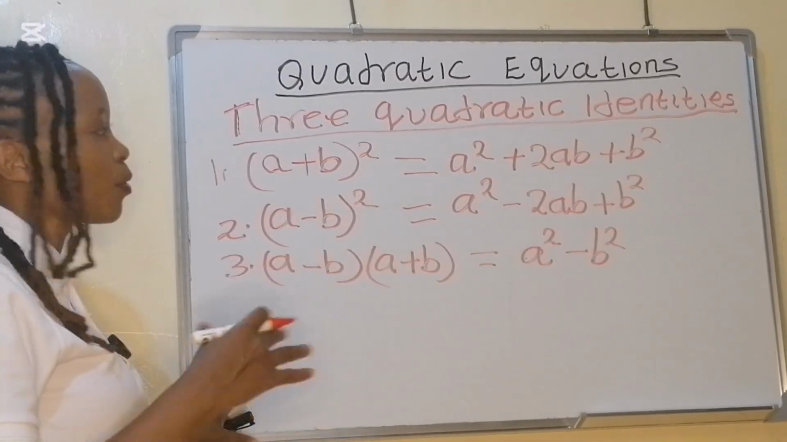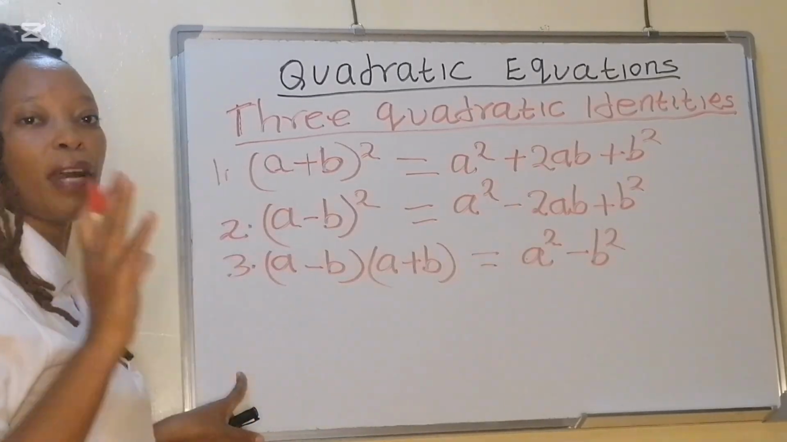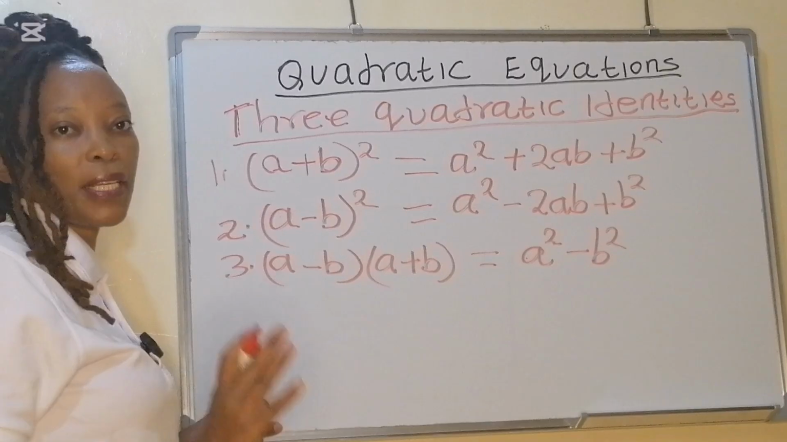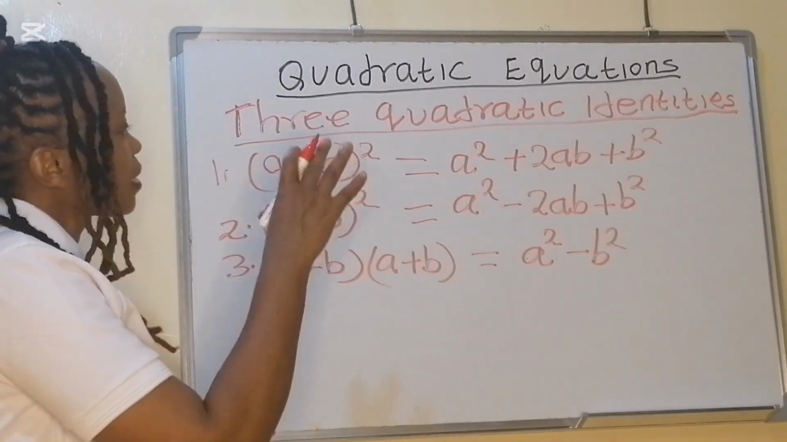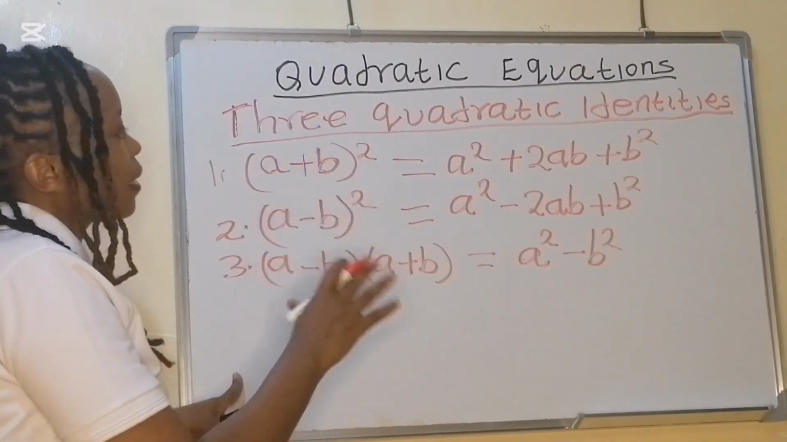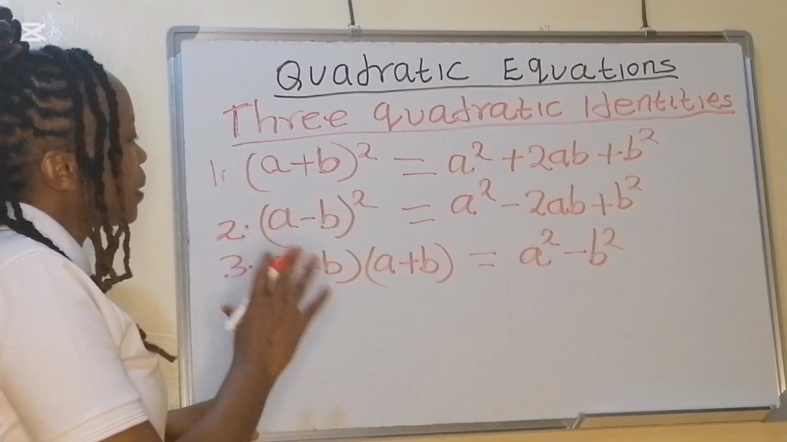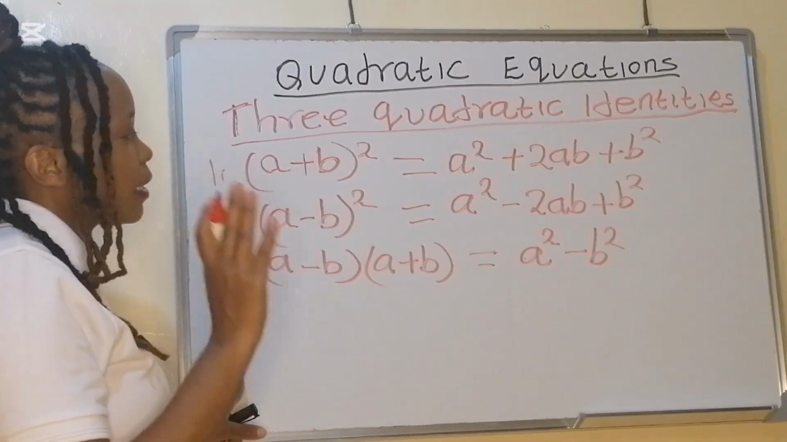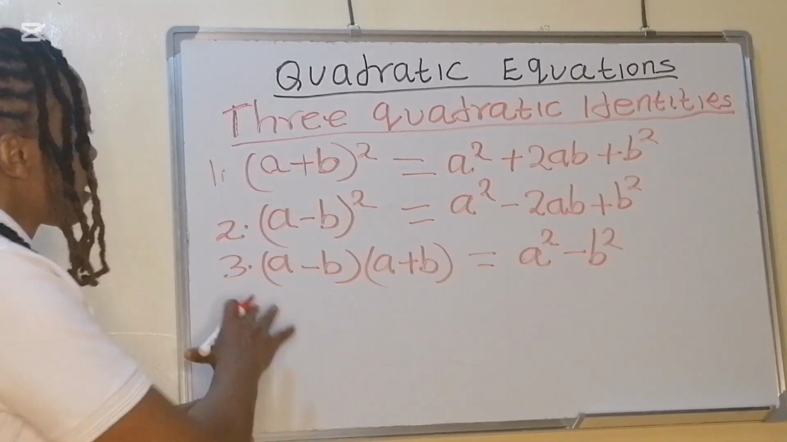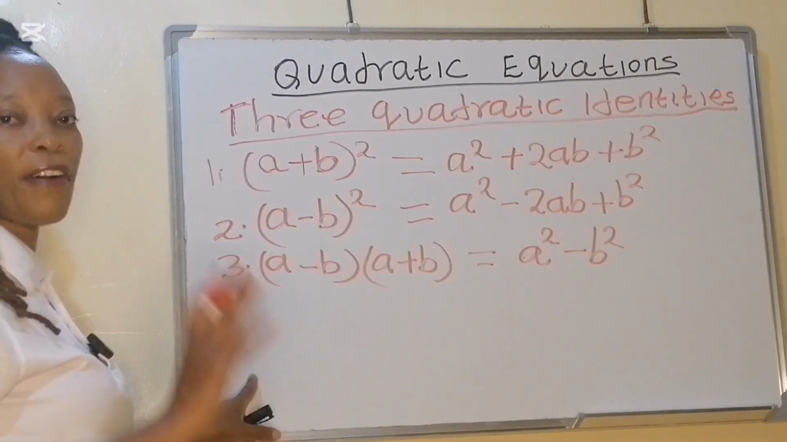I know some of you know them. They are in your four-figure mathematical table. The examiner has done that; you are allowed to enter the exam room with the four-figure. Today I'm going to explain how to use these quadratic identities. A plus b squared is a squared plus 2ab plus b squared. A minus b squared is a squared minus 2ab plus b squared. The third one is a difference of two squares.